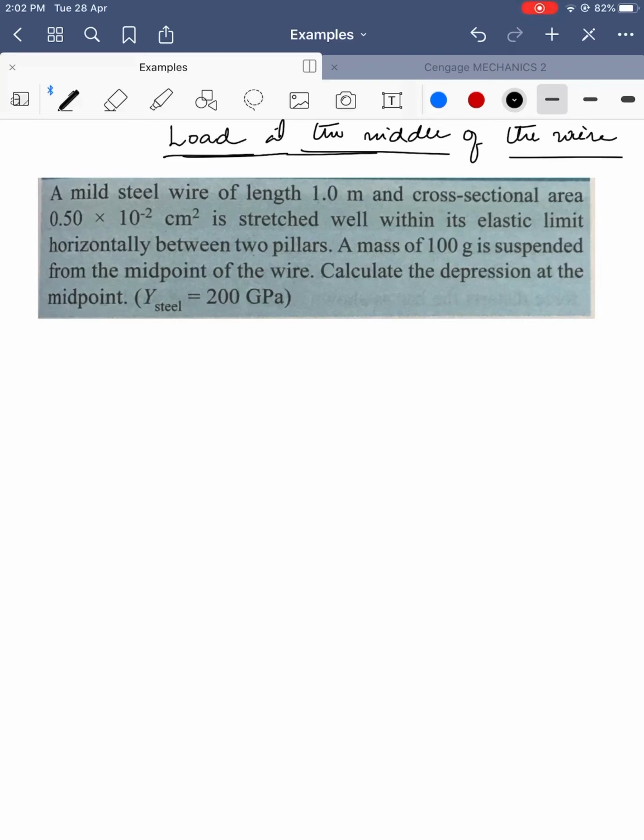Let's read the question. A mild steel wire of length 1 meter and cross-sectional area 0.5 × 10^-2 cm² is stretched well within the elastic limit horizontally between two pillars. Let's draw the diagram.